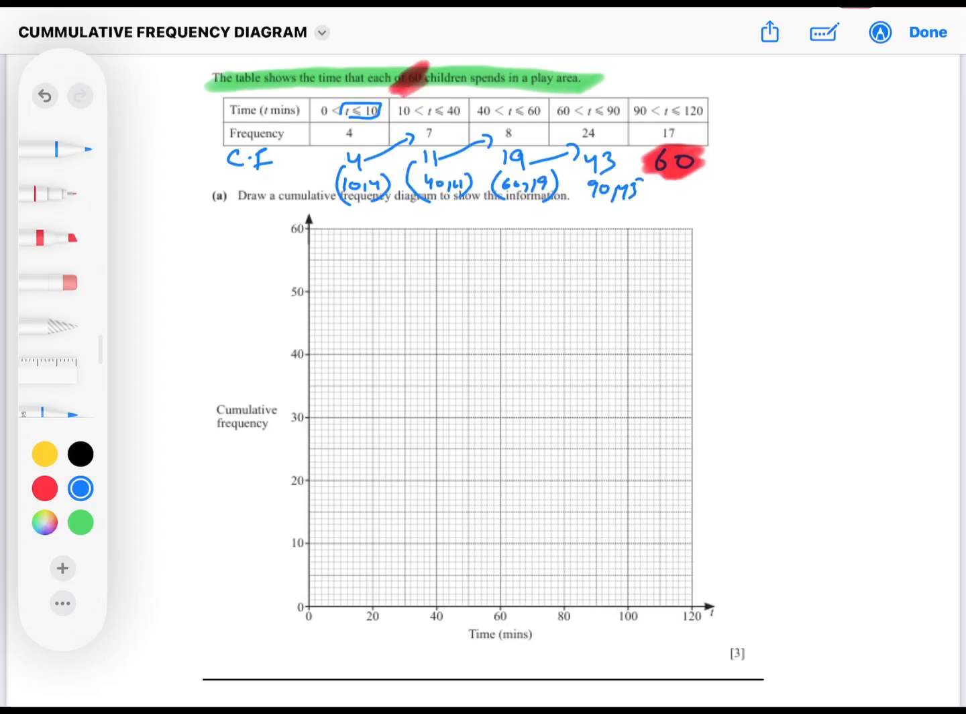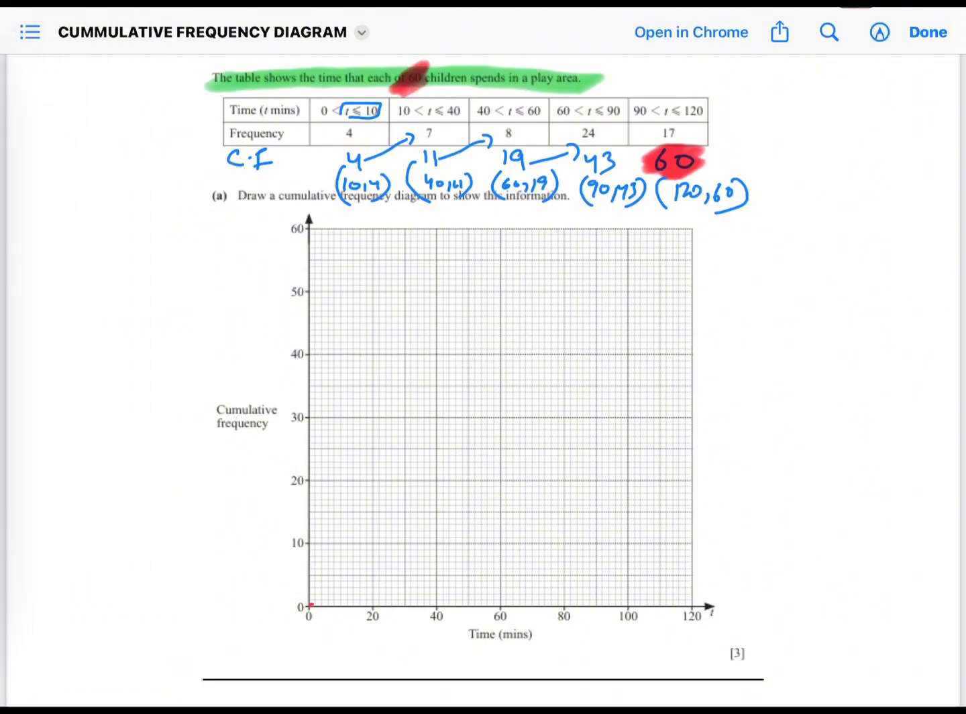That's been 90 comma 43 and 120 comma 60. So let's make a cumulative frequency again. First we have 0 comma 0, as I told you, then 10 comma 4. So 10 will be at the center. So let's zoom.